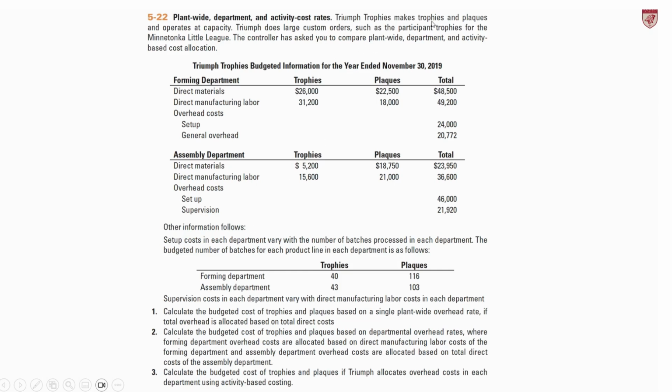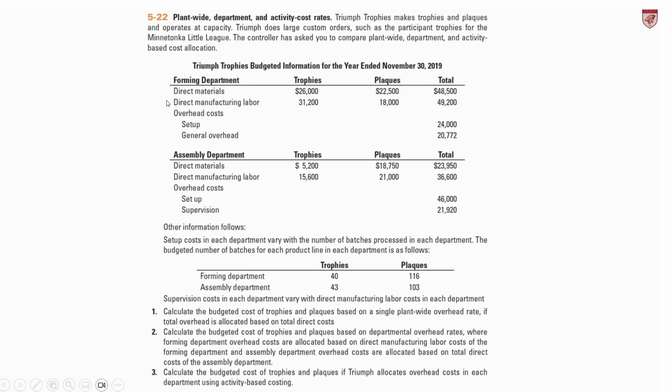So this company makes trophies and plaques and operates at capacity. Triumph does large custom orders such as participant trophies for the Minnetonka Little League. And the controller has asked you to compare plant-wide, department, and activity-based cost allocation. Okay, so this is the budgeted information ended November 30th, 2019.